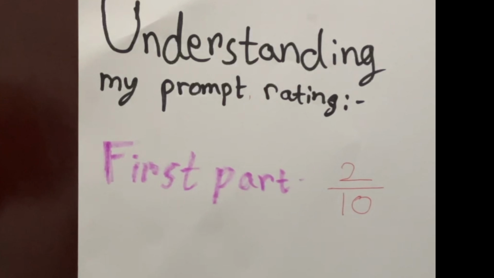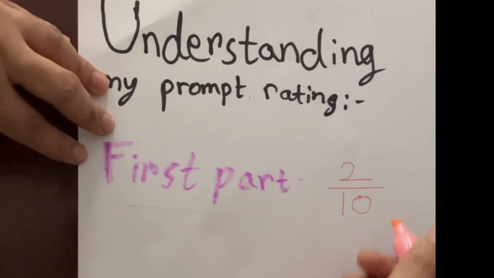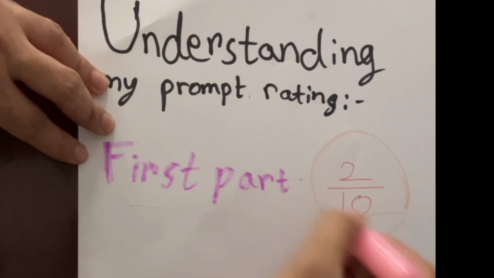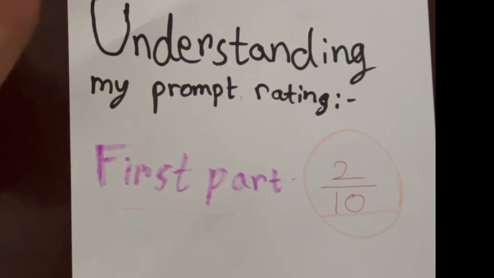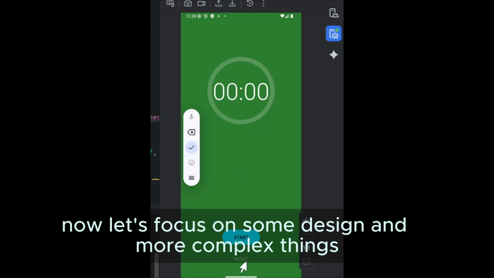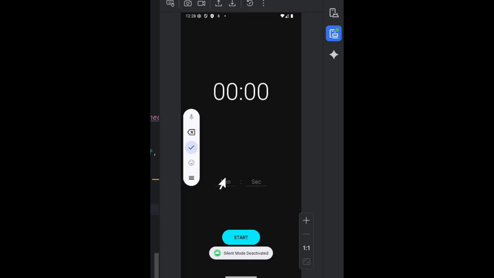For understanding my prompt for the first part, I will rate this a 2 out of 10. Because I had to explain it twice and it made me something else. Like I asked for a silent mode timer, it gave me a silent timer. Now let's focus on some design and more complex things.